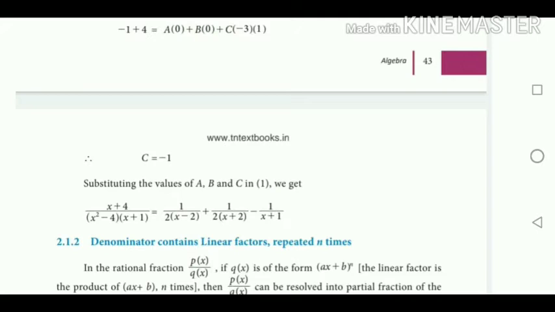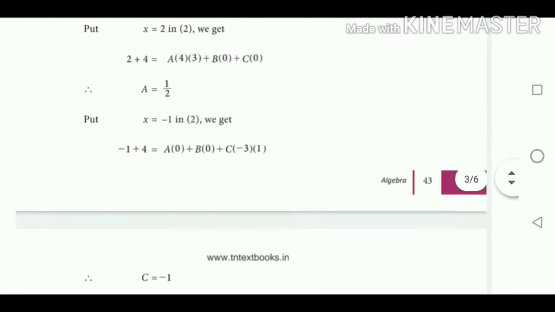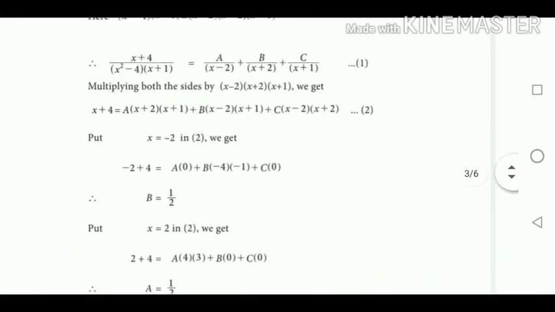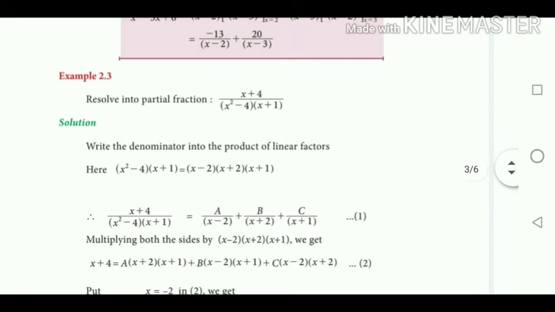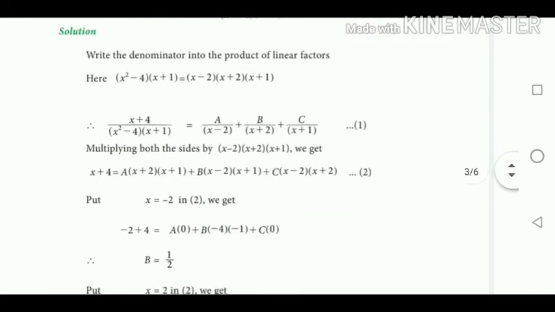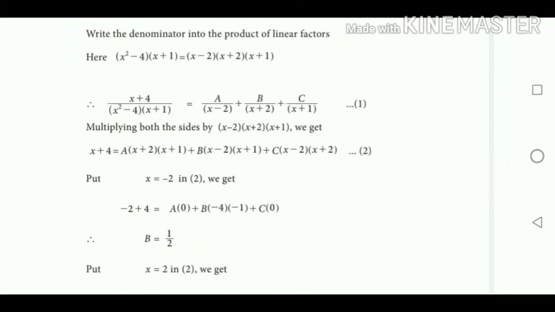by 2 into x minus 2, value of b equal to 1 by 2 into x plus 1, value of c equal to minus 1, therefore minus 1 by x plus 1. Okay, so listen, first you have to apply the 3 rules. That is, first one is you have to find the factor for the denominator. Okay, after finding the factor for the denominator, multiply both the sides by the same denominator, the same factor you are getting. Okay, then take it as equation 1.